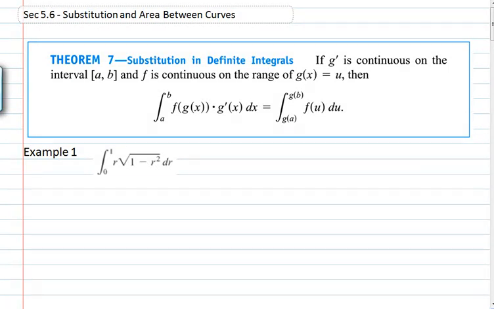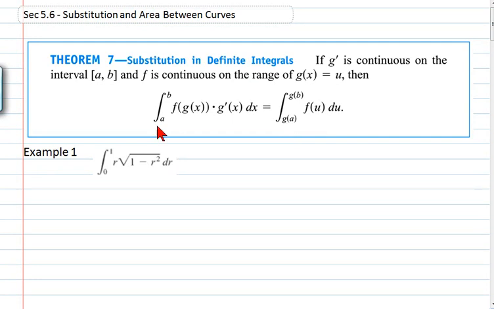In the last section, we learned how to solve integration problems using the method of substitution, but those were indefinite integrals. Now we're going to see that when we have definite integrals, we don't have to go back to the x in the problem. We can keep the u, because usually it's a much more algebraically simple problem if the u is in the problem.